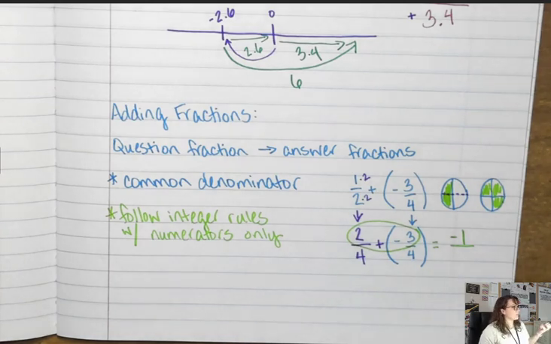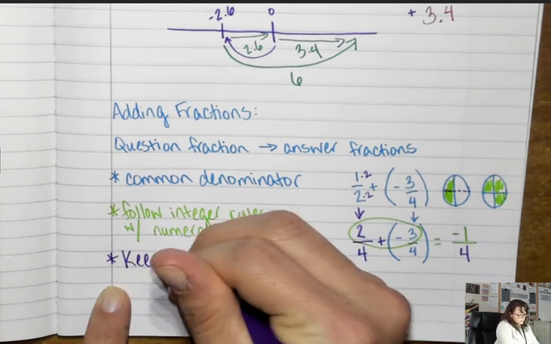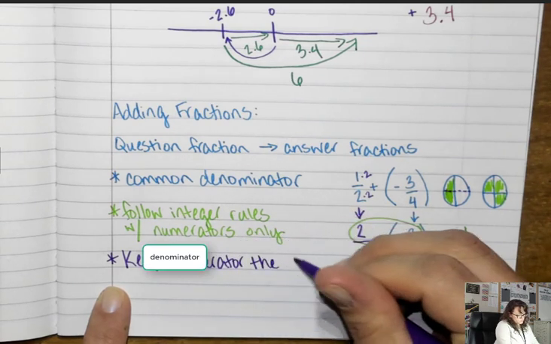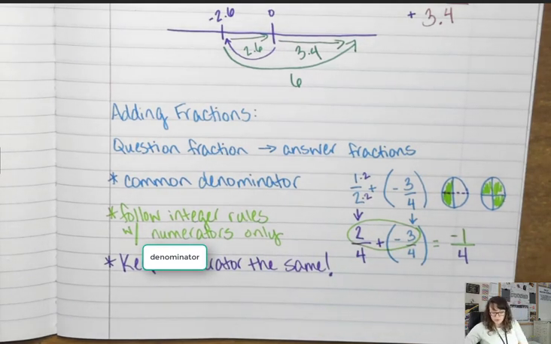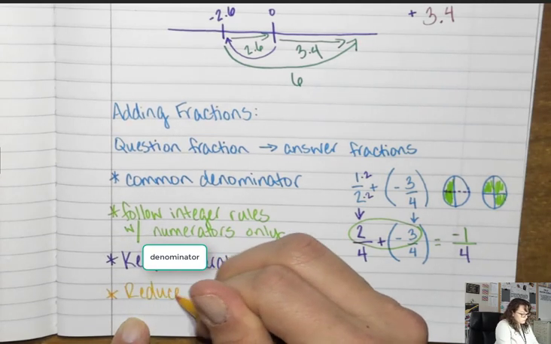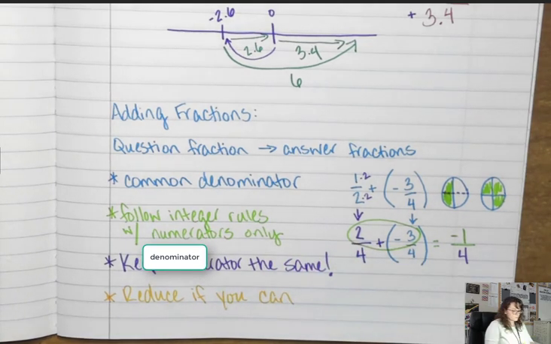And then how big are the pieces I'm dealing with? They're fourths. So the bottom number stays the same. Keep the denominator. And then with all fractions, reduce if you can, and that's it. We can't reduce -1/4, so that's the end.